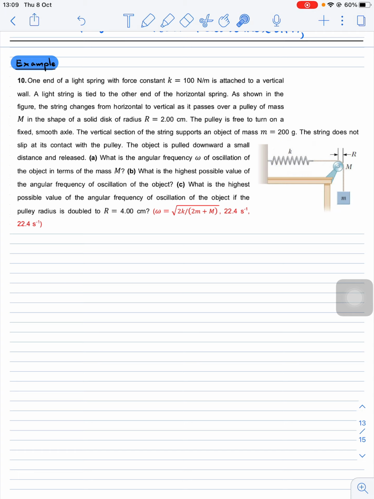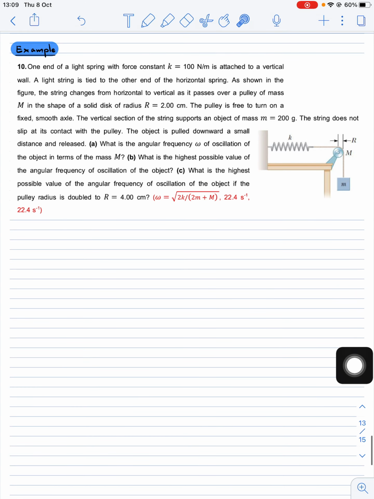So we just want to find the angular frequency. How? As I mentioned before, if we want to show whether the object is moving in simple harmonic motion or not, we need to find the equation of motion of the object, and then see whether it looks the same as the fundamental equation for simple harmonic motion or not.